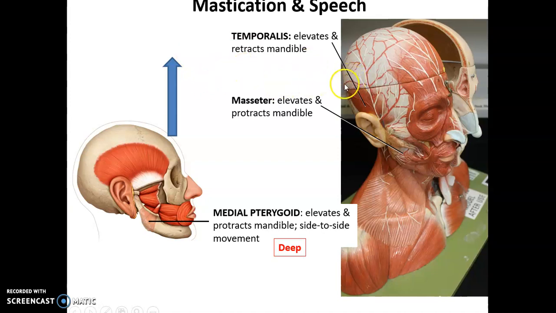Some additional movements they can engage in: temporalis can elevate the mandible and retract the mandible, pull it back after it's jutted forward. Masseter can elevate the mandible and protract the mandible, so jut it out anteriorly. And then the medial pterygoid can elevate and protract the mandible and also help move the mandible side to side, so laterally, kind of like how a cow would chew, I suppose.